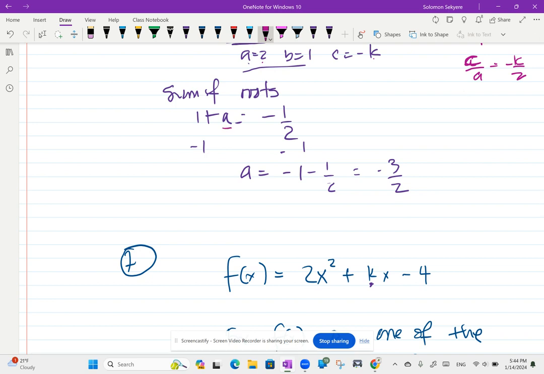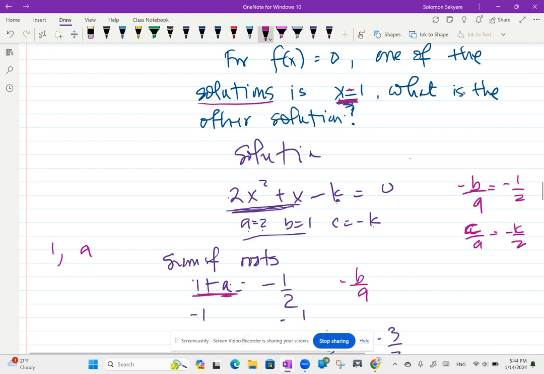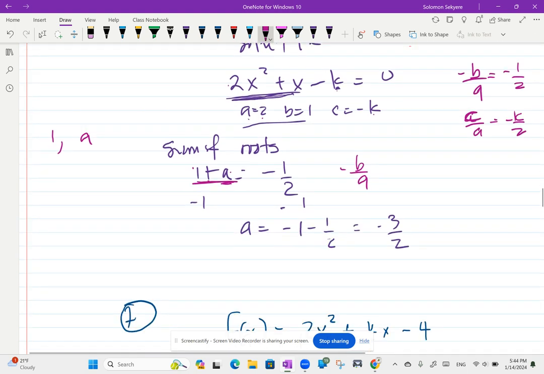You can choose P, Q, whatever. So the other one, if I say it's A, so I have 1 and I have A. I can say the sum of the roots, 1 plus A, is equal to what? Minus B over A, right? Which we know is what? Negative half. So the sum of the roots, adding them, should give us negative half. And then if we solve for A, it's equal to negative 3 over 2.